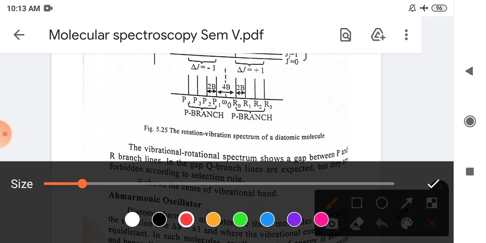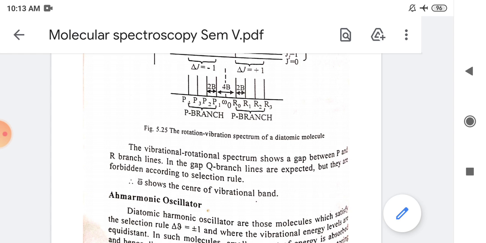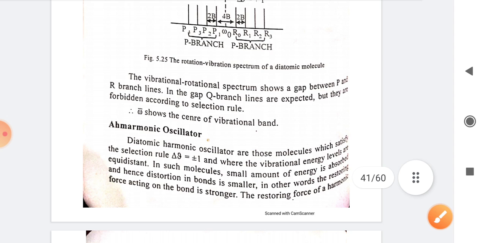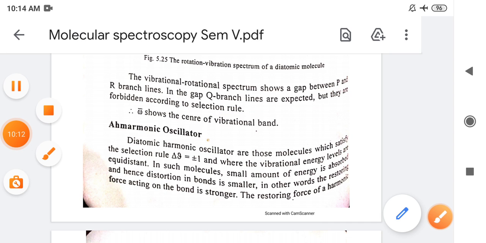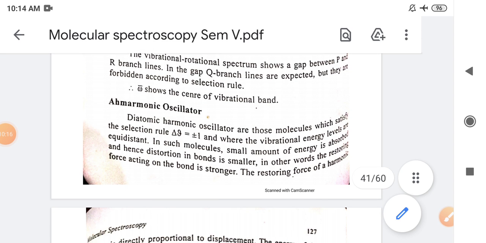The difference between these two energy levels is again 2B, and the difference between the P and R branch lines at the fundamental mode is 4B. So the vibrational and rotational spectrum shows a gap between the P and R branch lines, and a gap for the Q branch is expected, but it is forbidden by the selection rule. We'll try to see the anharmonic oscillator later on.